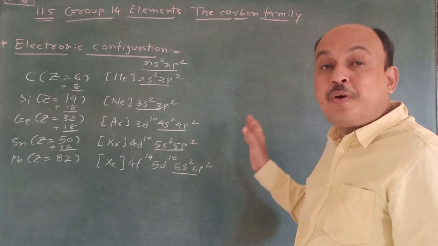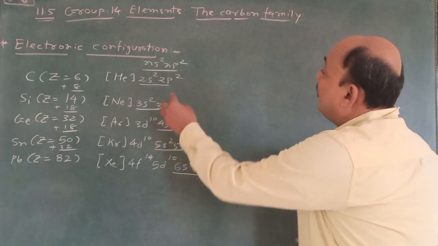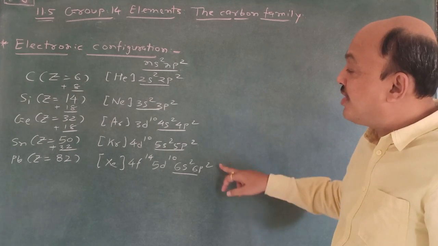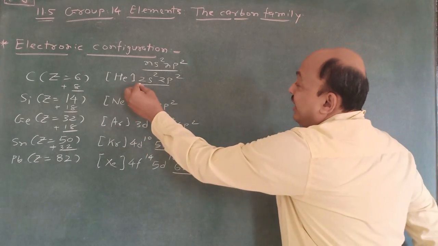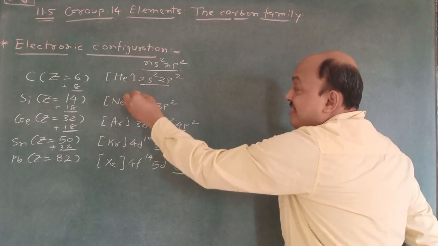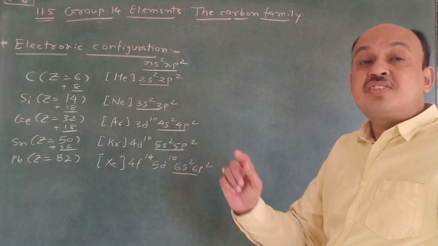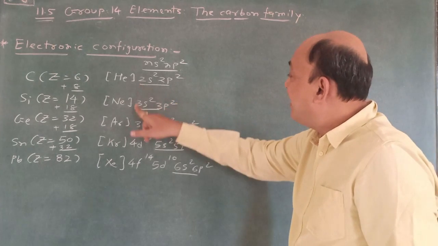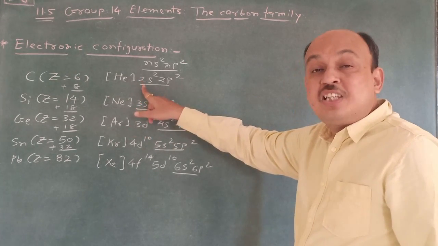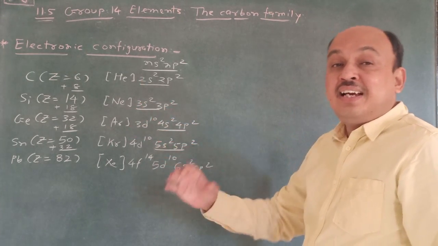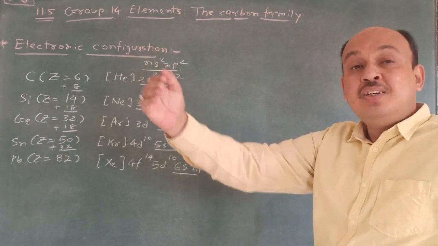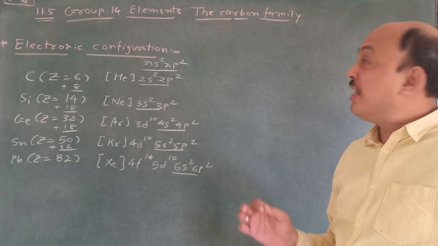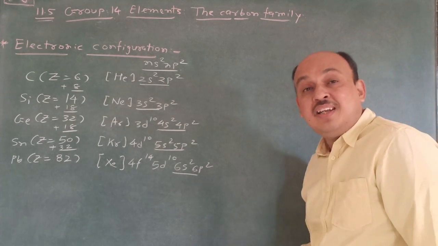So it is very important to know that when we move top to bottom, carbon to lead, the electronic configuration has an increasing number of shells in the valence shell. Here the principal quantum number increases, and that's why they are far away from the nucleus. But you know the poor shielding effect that you already learned in group 13, that also takes part.